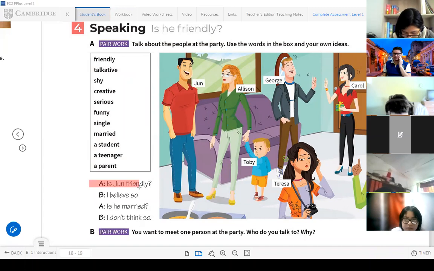For example, now the question: is John friendly? Then you can say, oh yeah, I believe so. Is he married? I don't think so, okay? Now I'm going to ask, excuse me, Chavez Aquino, is George shy? Chavez, is George shy?